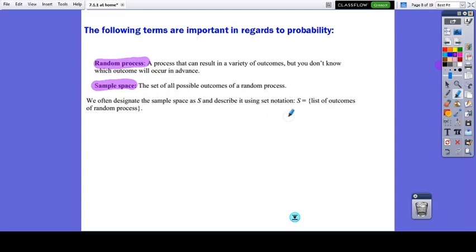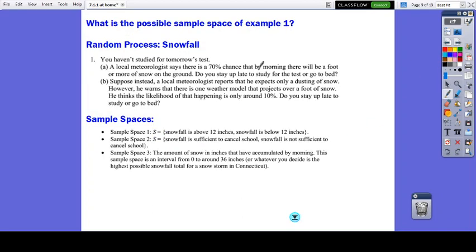We often designate the sample space as S and describe it using set notation. So we would put a capital S equals, and then we're going to do these little curly brackets, and we list whatever the possible outcomes are. Okay, so that's what you're going to be doing here in just a bit, but that's how you list what's going on. So what's the possible sample space of example 1? Example 1 was the snowfall idea.